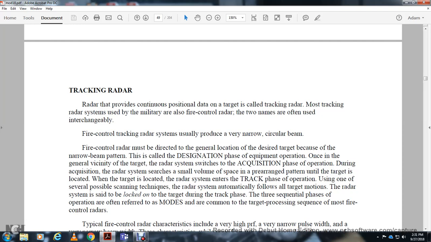Alright, tracking radar. Radar that provides continuous positional data of the target is called the tracking radar. Most tracking radar systems are used by the military for fire control.